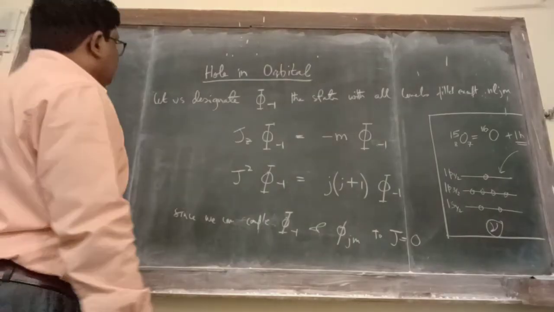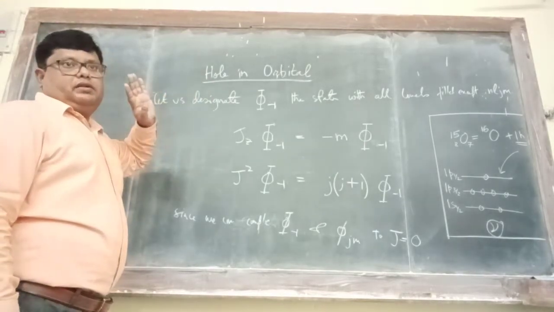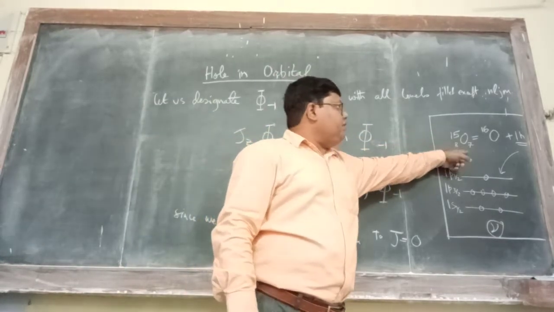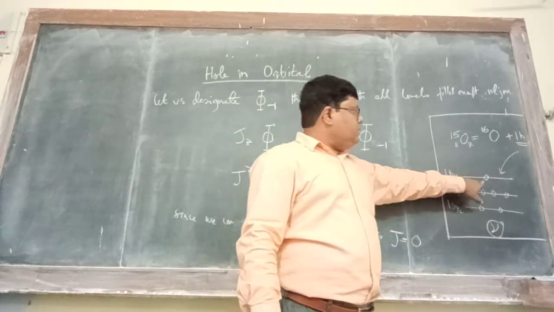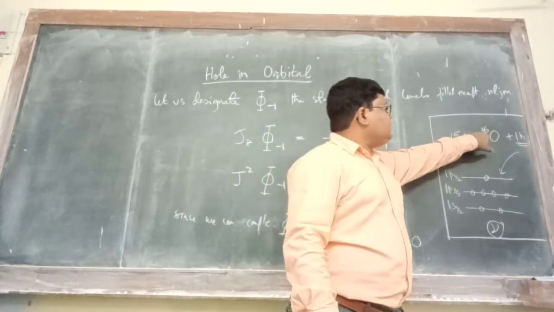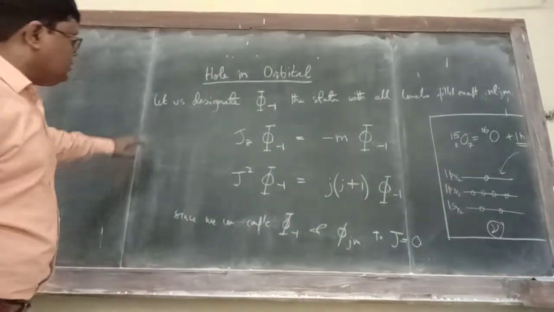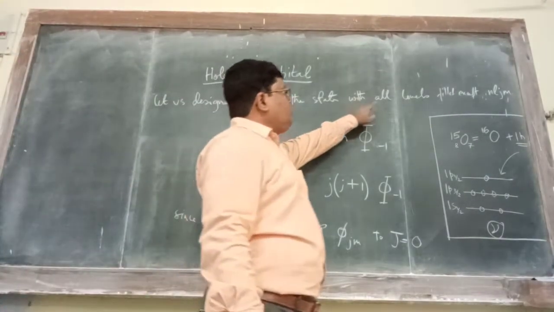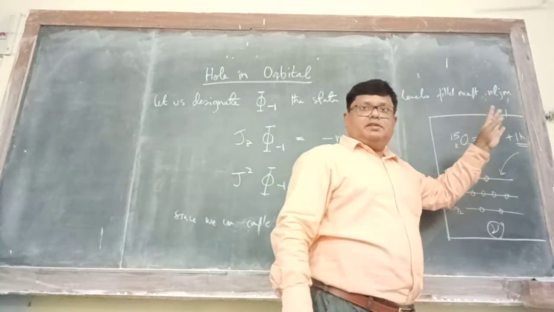Okay, so now let us consider a single hole in an orbital, for example oxygen-15, with 8 protons and 7 neutrons. If I am considering the neutrons, the last unpaired nucleon will be in 1p1/2, and this I can consider as oxygen-16 plus one hole. How do we do the analysis? Let us designate phi minus 1 as the system with all levels filled except n, l, j, m. Again, I am considering the generalized case.